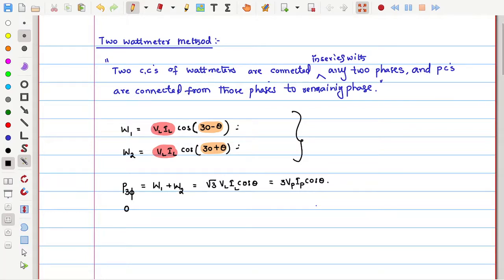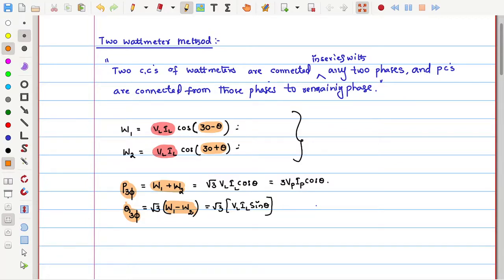Similarly, the three phase reactive power will not be obtained directly from the wattmeters as W1 minus W2. W1 minus W2 will give us only VL IL sin theta, so we need to add root 3 also here. Root 3 into W1 minus W2 gives VL IL sin theta. In this way you can get the relation between the wattmeter readings and the total active power, and the total reactive power. That means once you know the wattmeter readings, you can find the total active and reactive power.